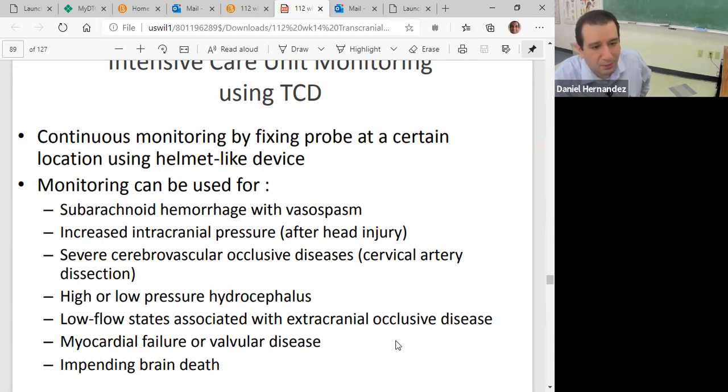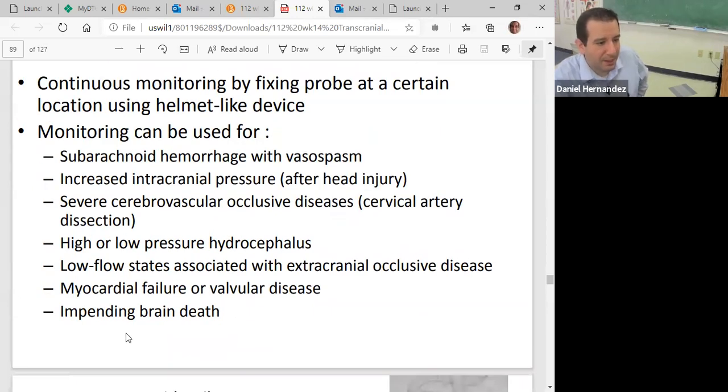So if we want to monitor flow within the brain, if the patient, say, had an embolic stroke that's now blocking the proximal ICA and the extracranial ICA, or if they have severe occlusive disease in that proximal ICA and they have low flow getting to the brain, to monitor. Also patients that have very low ejection fractions, myocardial failure, or valvular disease. And we can also monitor impending brain death.